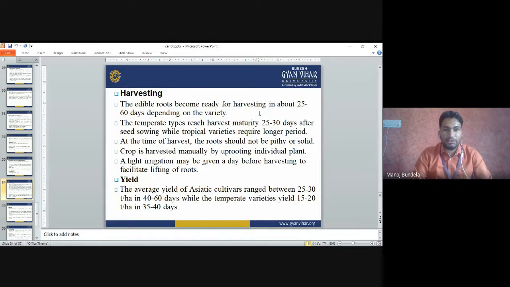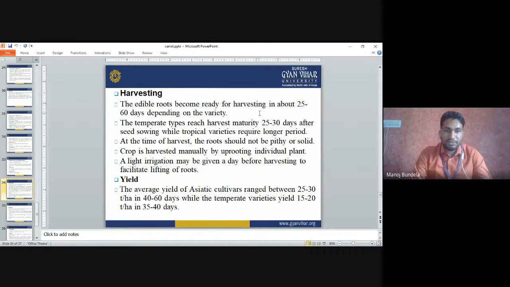At the time of harvesting, the roots should not be pithy or solid. The crop is harvested manually by uprooting the individual plants. Light irrigation is given just one day before harvesting so that we can easily lift the roots, because if the soil is loose and has water in it, we can pluck them easily.